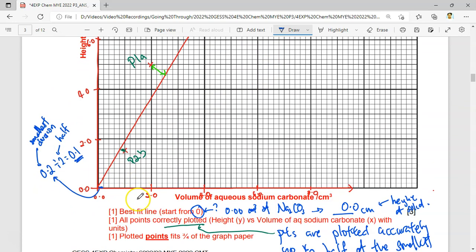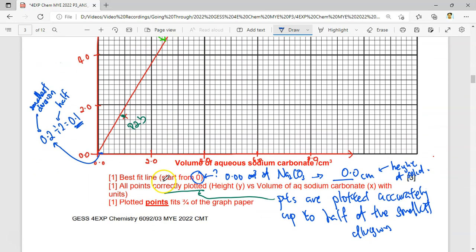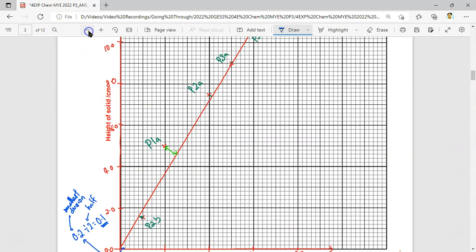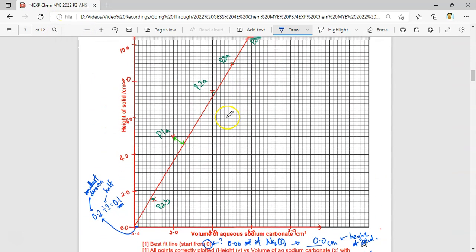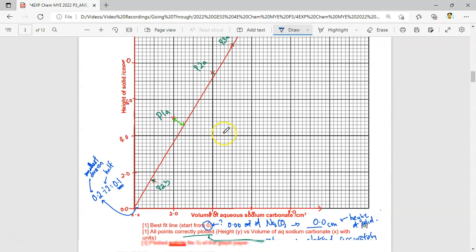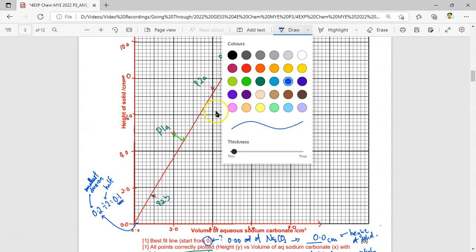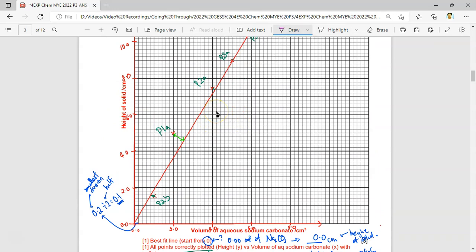Then the last one is that the plotted points fit 3/4 of the graph. Actually, one other way to gauge this, how do I know whether it is more than 3/4 of the graph? One of the other ways to look at it is, let me use a different color now. Maybe I use pink. So in terms of the x-axis, this is my lowest x-axis value based on the plotted graph.